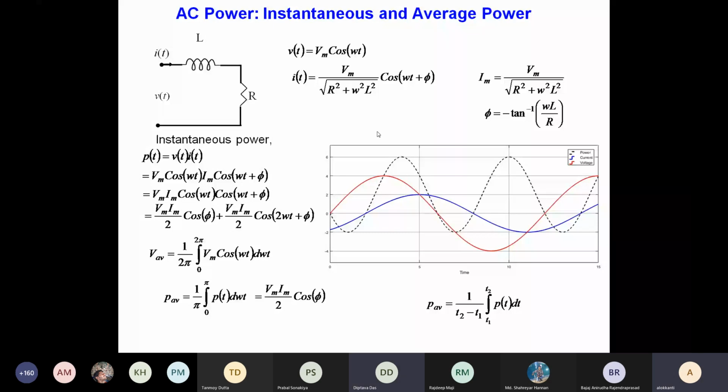Sir, why have you written d omega t in the P average term? Because omega t is the angle. The limit is changed here.